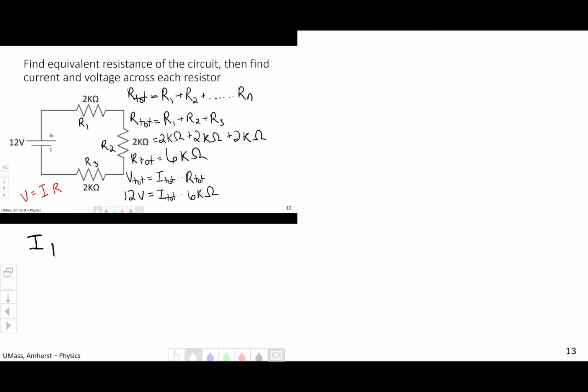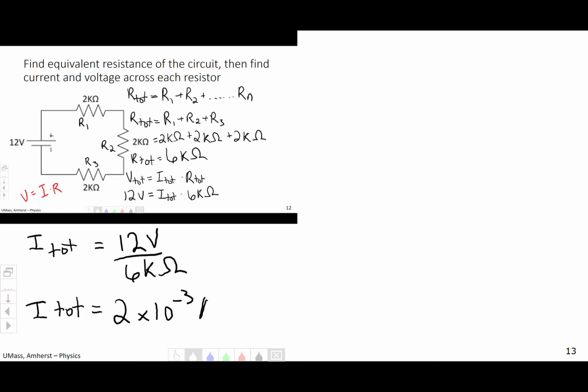That means that the total current, I is current, is 12 volts divided by 6 kilo ohms. So that gives us that I total is 2 times 10 to the negative third amps, right? Because 6 kilo ohms is 6 times 10 to the third ohms. That means we divide by 10 to the third. We get 10 to the negative third amps. Great. And now, let's actually just set up a little table here. So we have R1, R2, and R3.